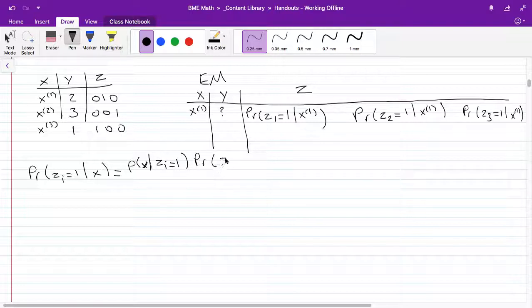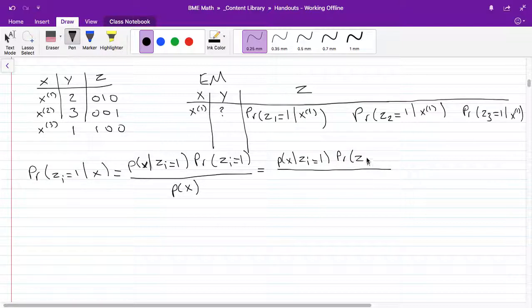And the prior, divided by a marginal, P of x, our data, which, of course, if there are m classes, is the likelihood times the prior probability over all the classes.